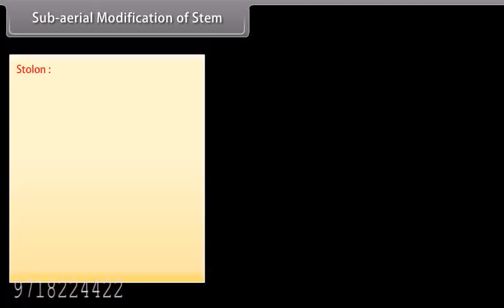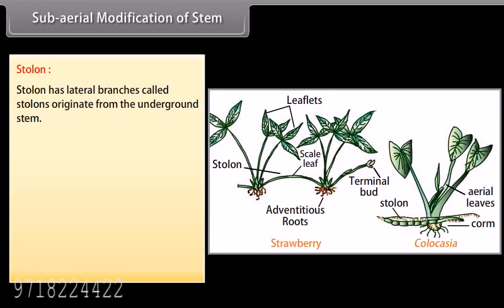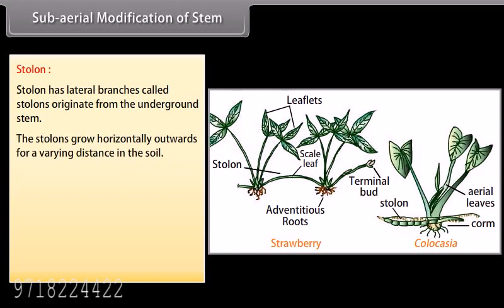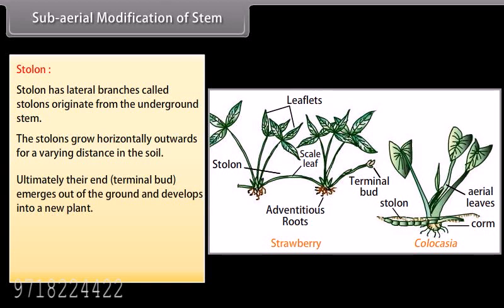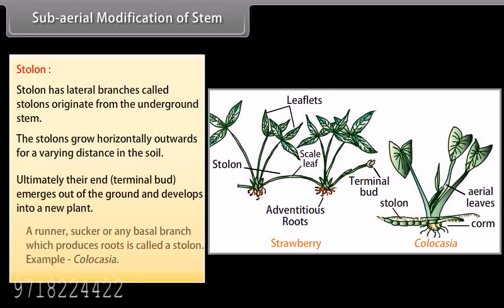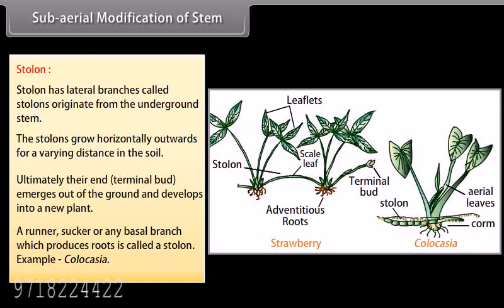Stolon. A stolon has lateral branches called stolons that originate from the underground stem. The stolons grow horizontally outwards for a varying distance in the soil. Ultimately, their end terminal bud emerges out of the ground and develops into a new plant. A runner, sucker, or any basal branch which produces roots is called a stolon. Example: colocasia.